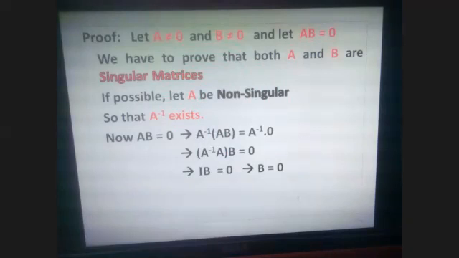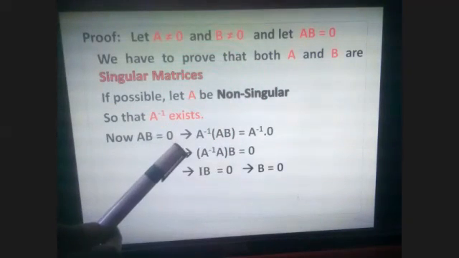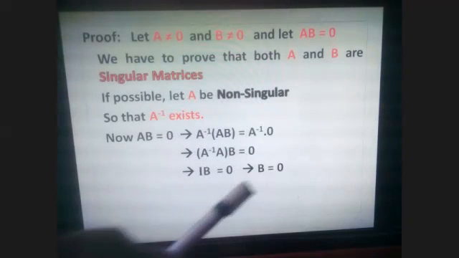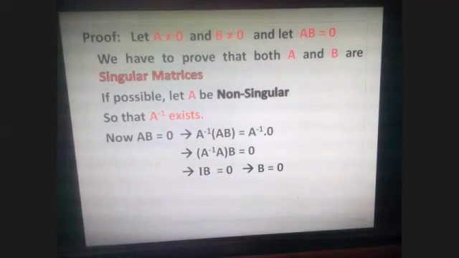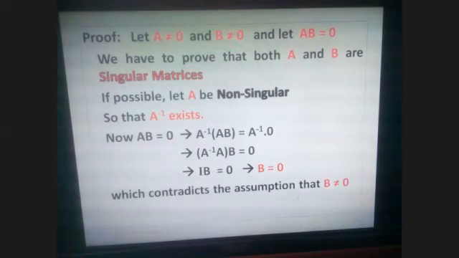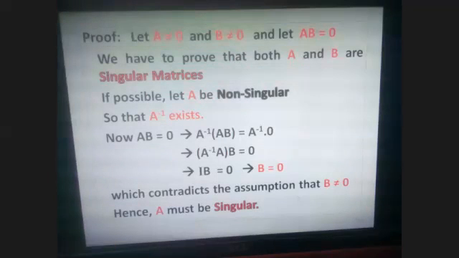But what we assumed is that B is not 0. If AB equal to 0 and if A is non-singular, then B must be 0, but we assumed B is not 0, which contradicts the assumption that B is not 0. That shows A must be singular.